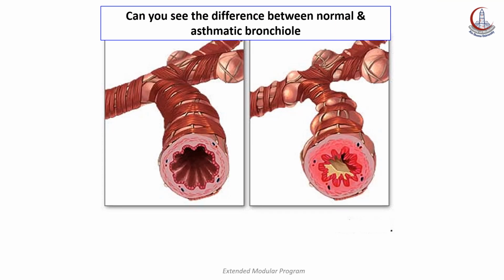Also, the difference between the normal and asthmatic person. This is the normal with a wide lumen. This is a transverse section of the bronchial tree with empty lumen and thin smooth muscle layer. The asthmatic person here, the lumen is filled with a mucus plug, and the smooth muscle layer is hypertrophic.